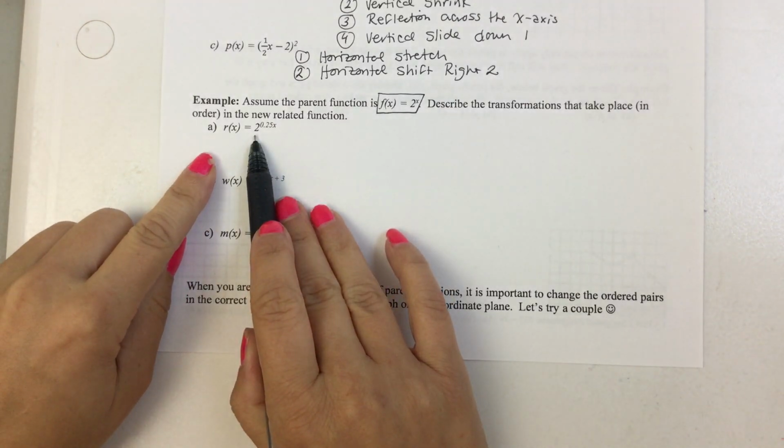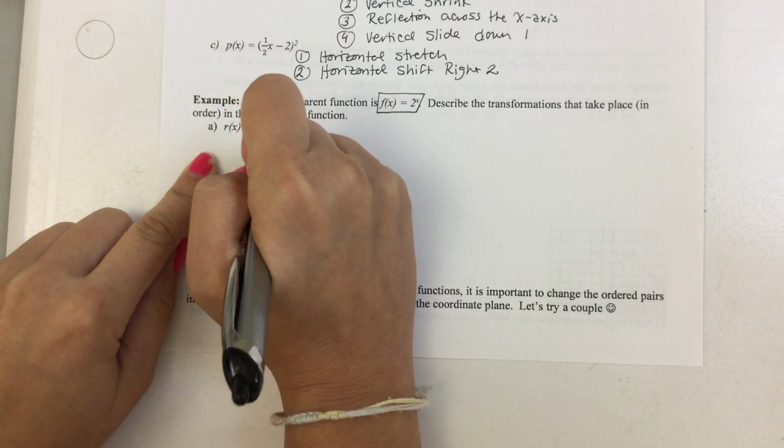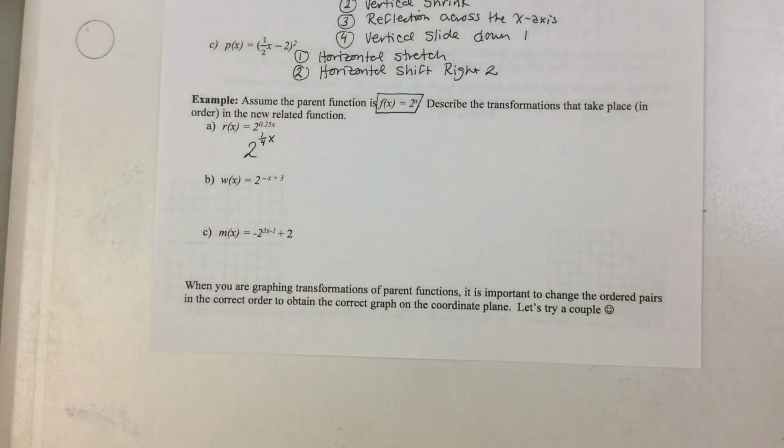Okay, now the first one, this drives me crazy. I'm going to go ahead and rewrite this. They have 2 to the power of 0.25x. Well, when we're doing horizontal stretches and compressions, remember we have to do the reciprocal. So rather than looking at that in decimal form, right away I wanted to go ahead and change that into a fraction so then I can easily just flip it.